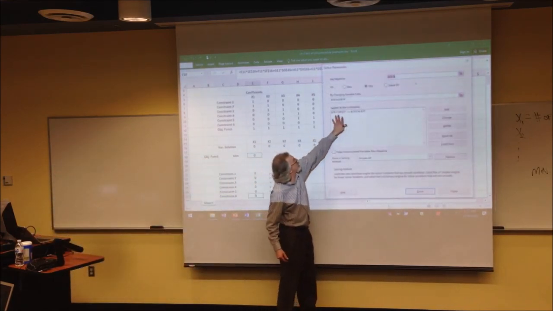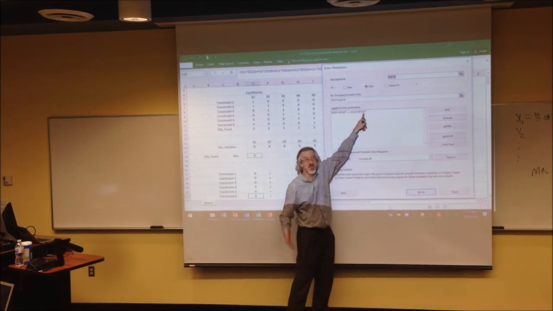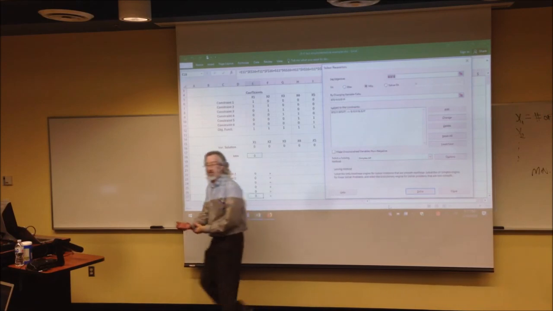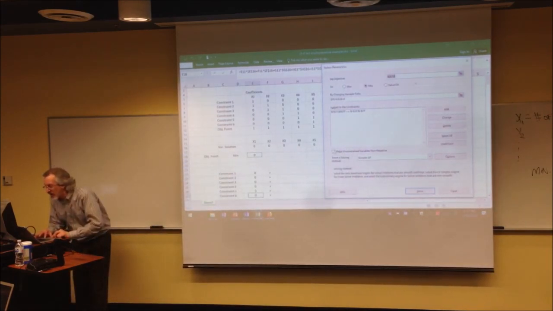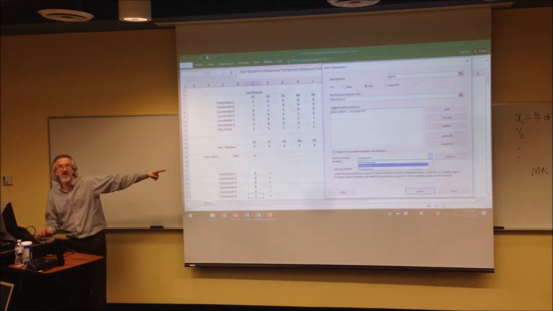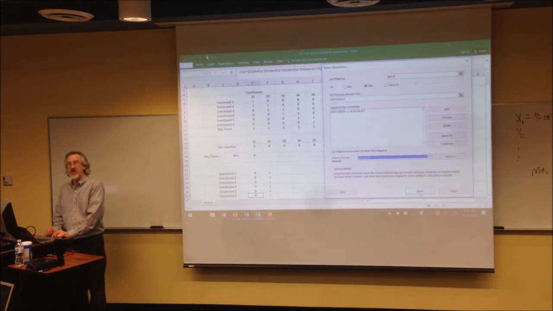22 through 27 on the left-hand side, greater than or equal to. 22 through 27 in column I for the right-hand side. Now I'm checking the box to make them all non-negative. What should this be on over here? Simplex. Simplex method. That's all we're using in this class. And then solve. You ready?